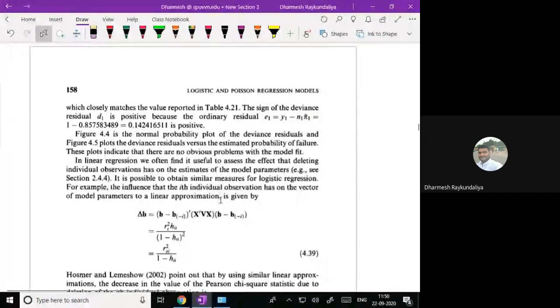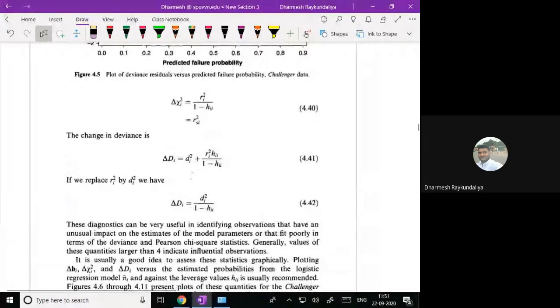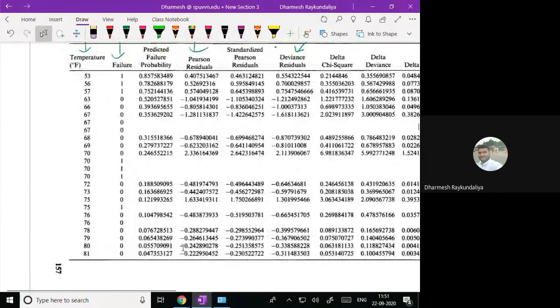So we have discussed up to this part. The remaining part we will take tomorrow, which is to identify whether there is an influential point in the data or not. Based on the leverage, the Pearson residuals, and the standardized Pearson residuals, we decide whether there is an outlier in the data. And based on the difference in the betas, difference in chi-square and difference in the deviance, we decide whether the ith point is an influential point or not. So I think we should stop here.